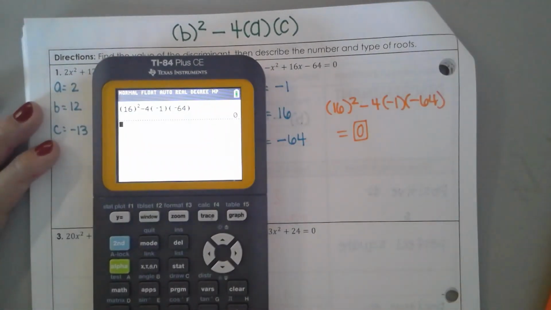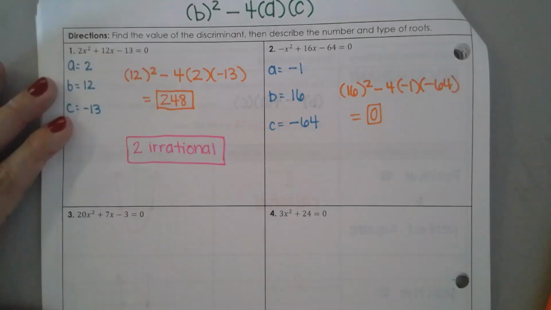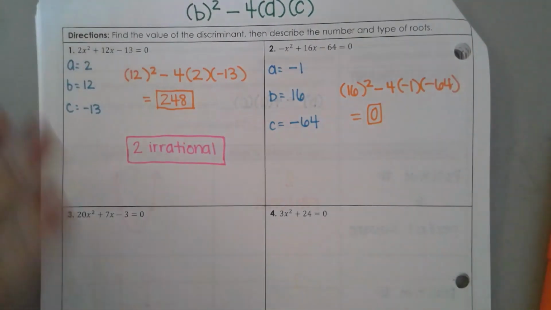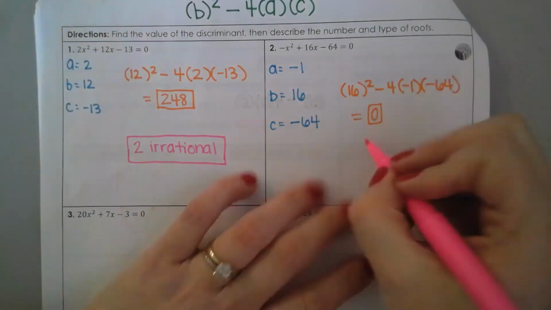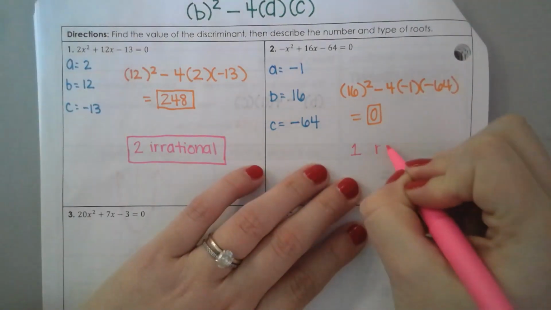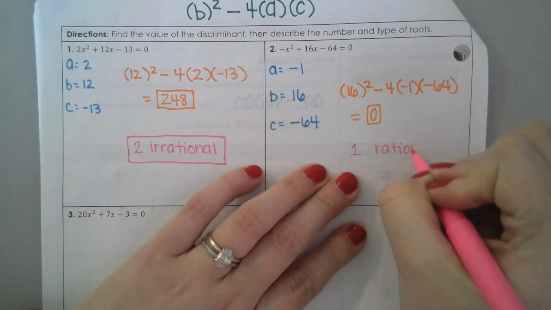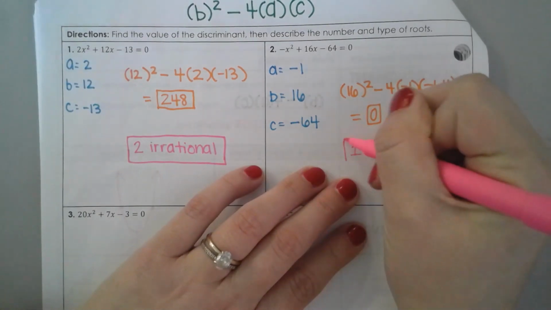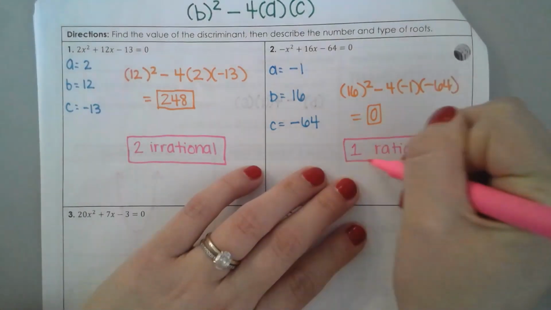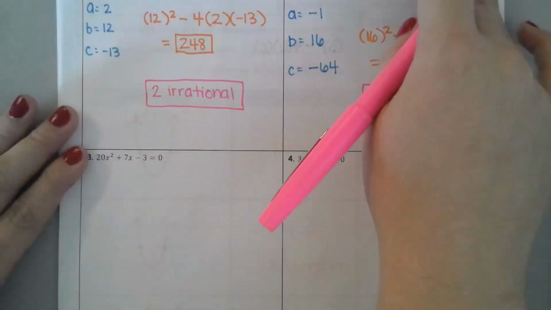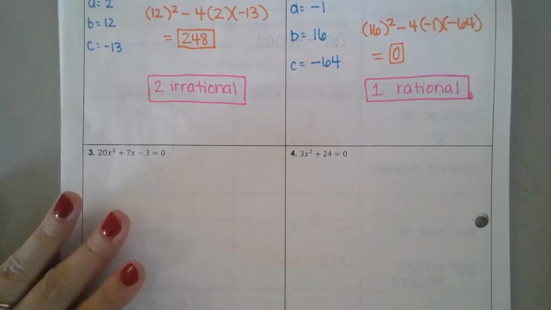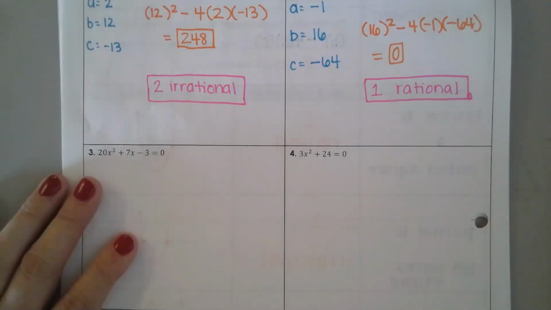And so what does that tell me about the x-intercepts? One rational. If the discriminant is 0, it's got 1 rational. It doesn't matter. If it's 0, it's 1 rational.